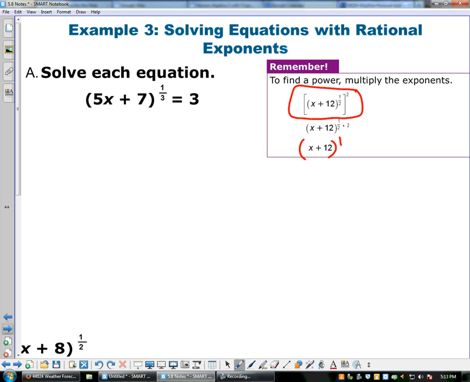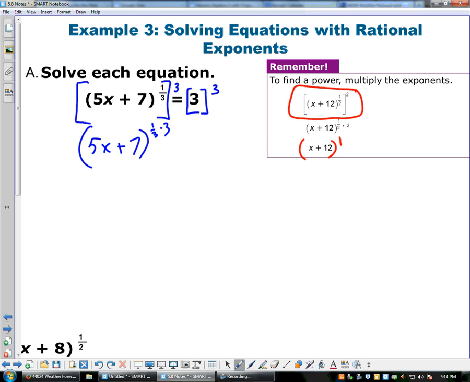And that's the goal here, is to get the exponent to be 1. Like in this example, our exponent is 1/3. We don't want that. We want the exponent to be 1. So the way to get that to be a 1 is to raise both sides of this equation to the reciprocal of that exponent. So we're going to raise both sides to the 3rd. So we get 5x plus 7 raised to the 1/3 times 3.